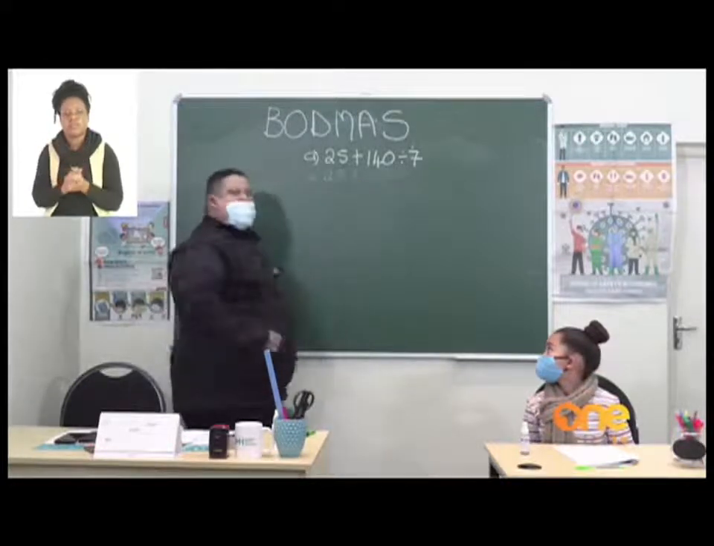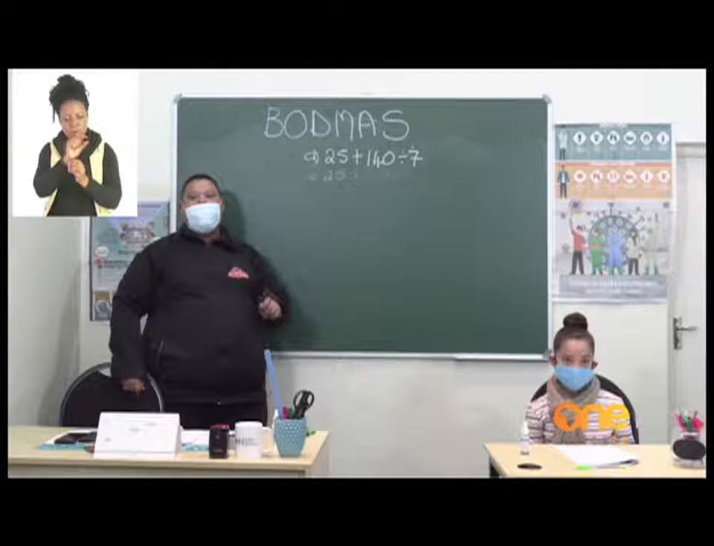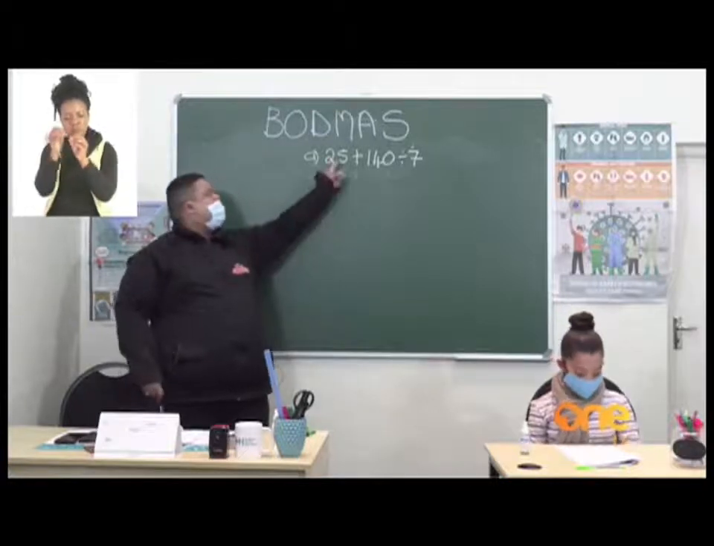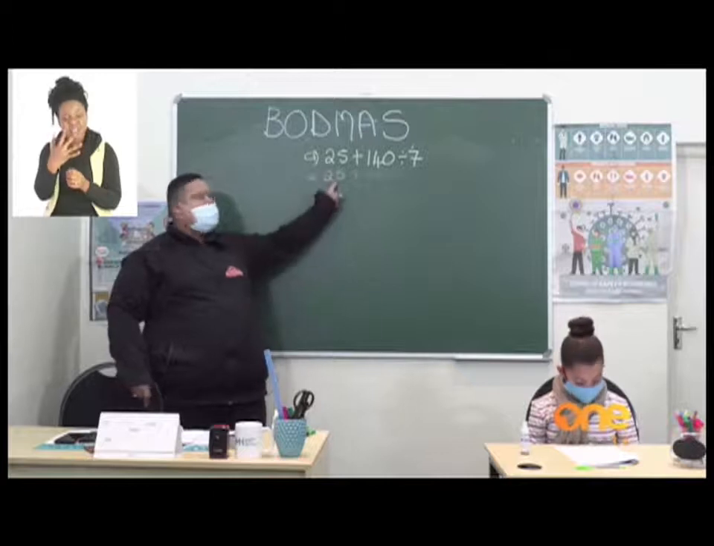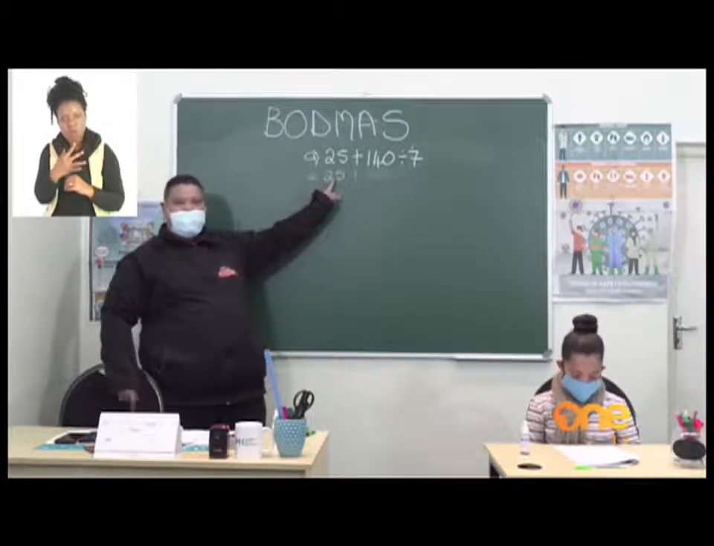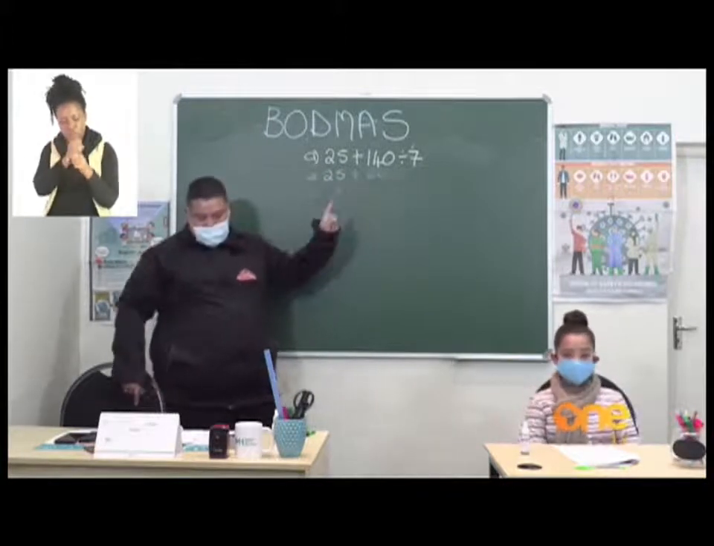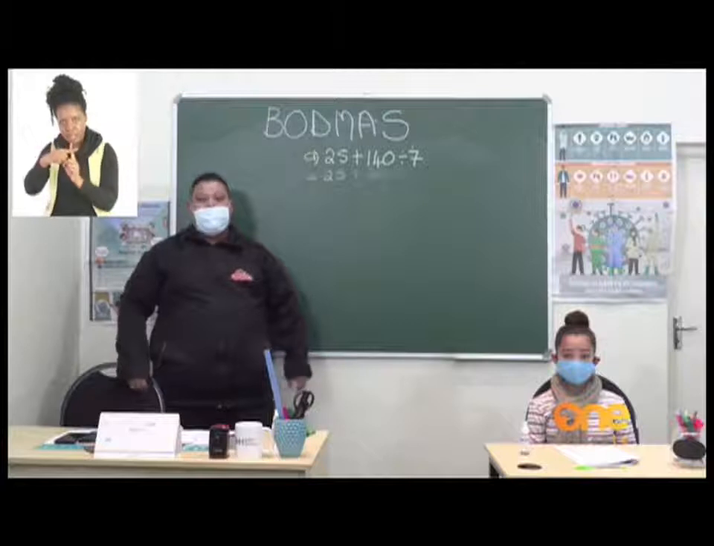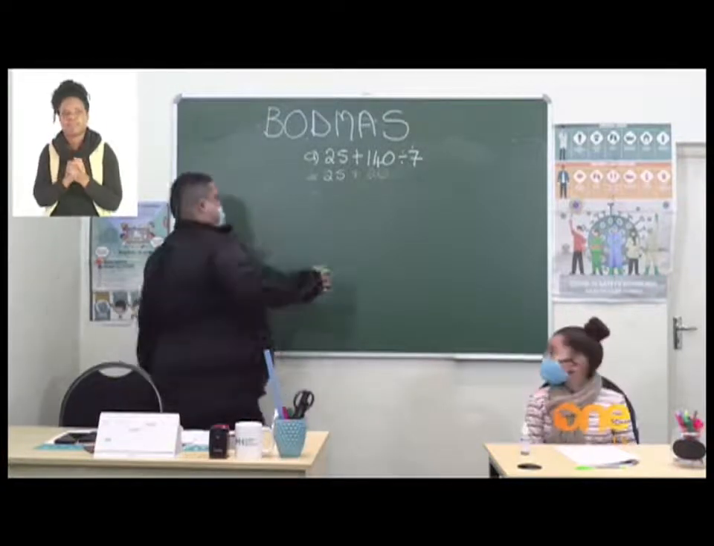Now remember guys, in the beginning I said, don't change the order of the numbers. What we meant by that was, although we didn't use the 25 first, we wrote it in the place it was. So we wrote the 25, and then we did the division sum, and then we added the two sums together. Let's try another example on the chalkboard.